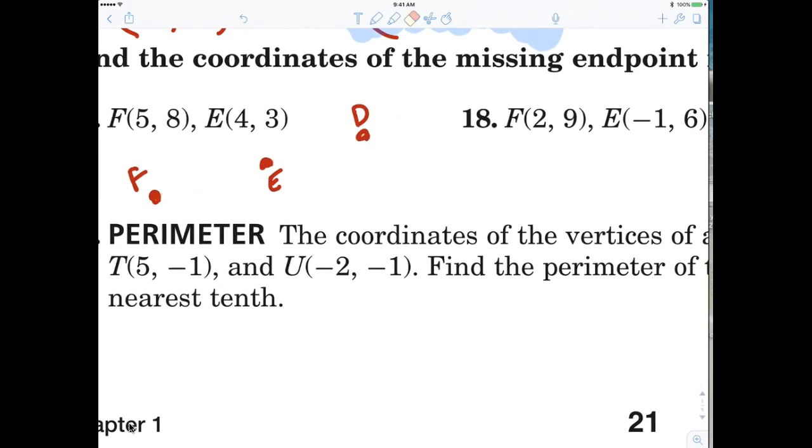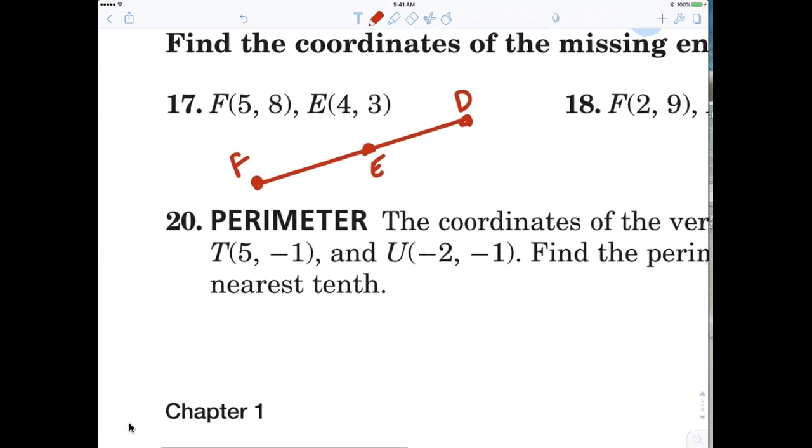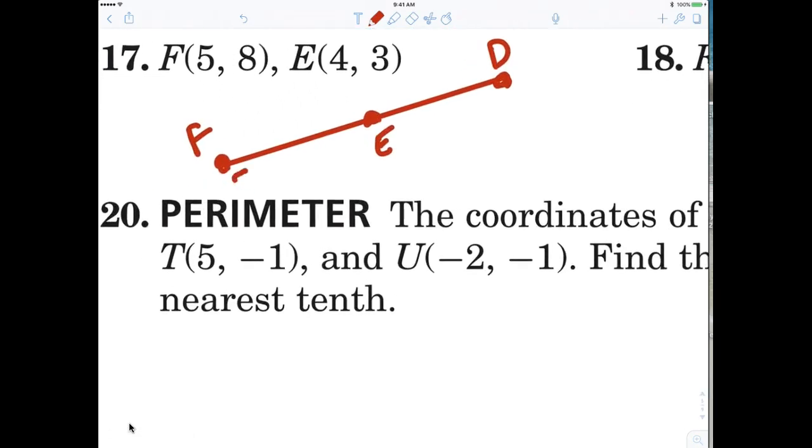Because that's D, here's what I want you to do. F is 5, comma 8. E is 4, comma 3. I'm trying to figure out what D is. Somebody tell me what they think D is. Look at it and be able to tell me. What do you think? 3, comma. You're awesome.